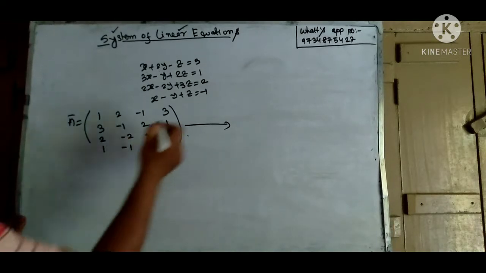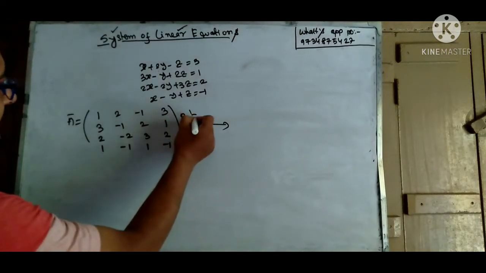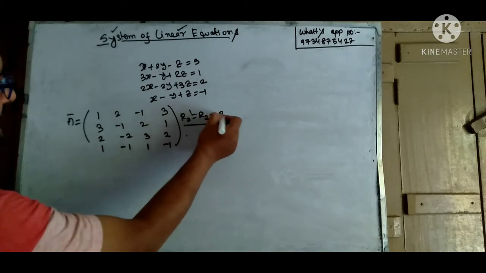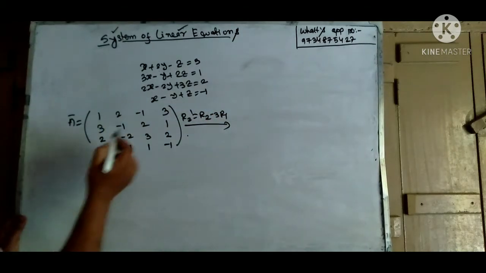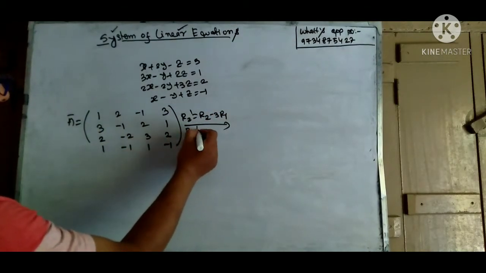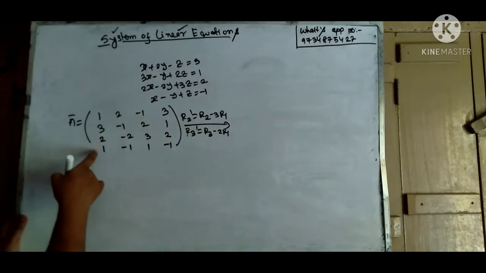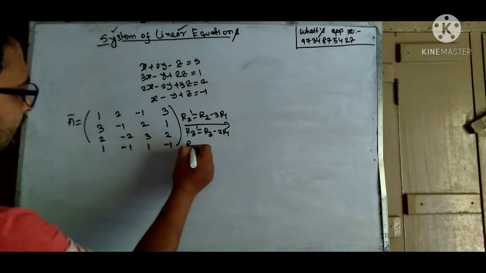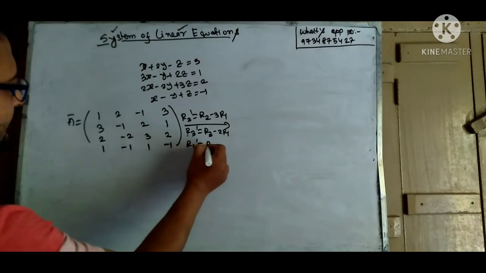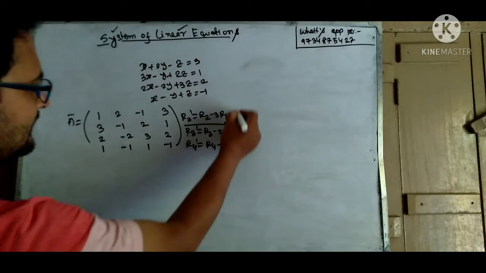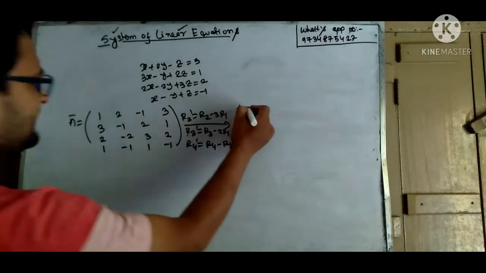So what we will do? R2 dash equals R2 minus 3R1, then this will be 0. Similarly, R3 dash equals R3 minus 2R1, then this will be 0. And for this one, we will apply R4 dash equals R4 minus R1. Then the first row will be unchanged.